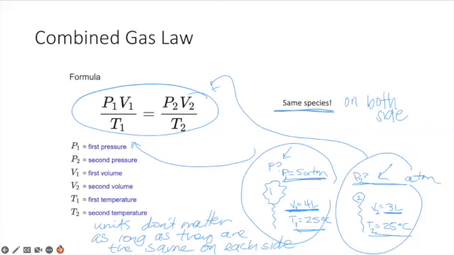So remember, this is comparing the same species, right? This formula is more about how the same item changes. So I talked about this being 2 different balloons. Really, we could say that this is the same balloon, but over time, right?